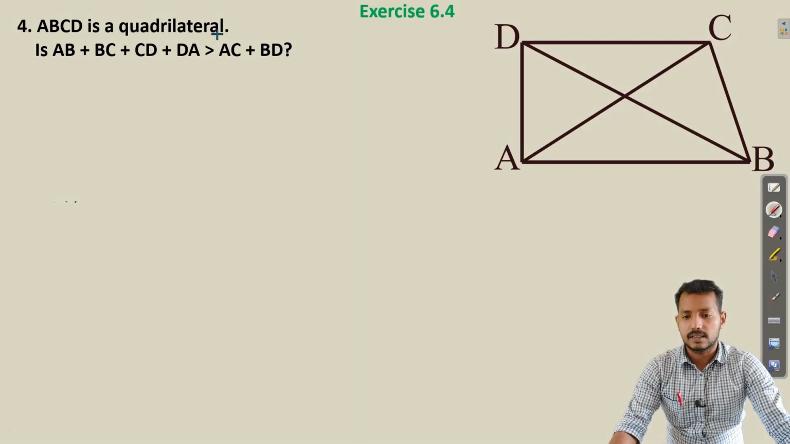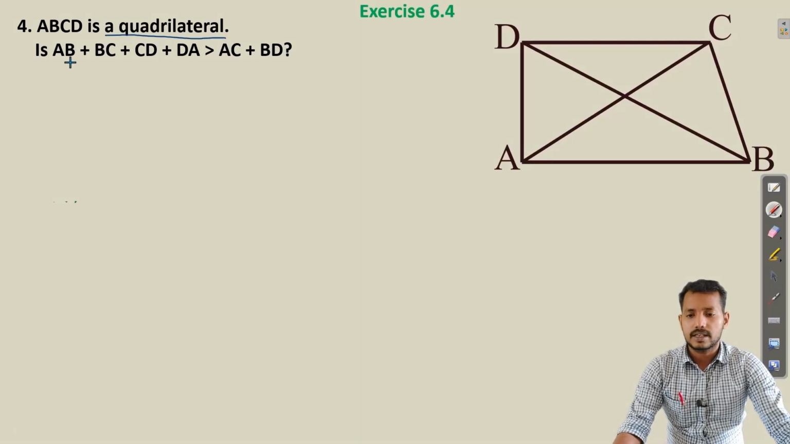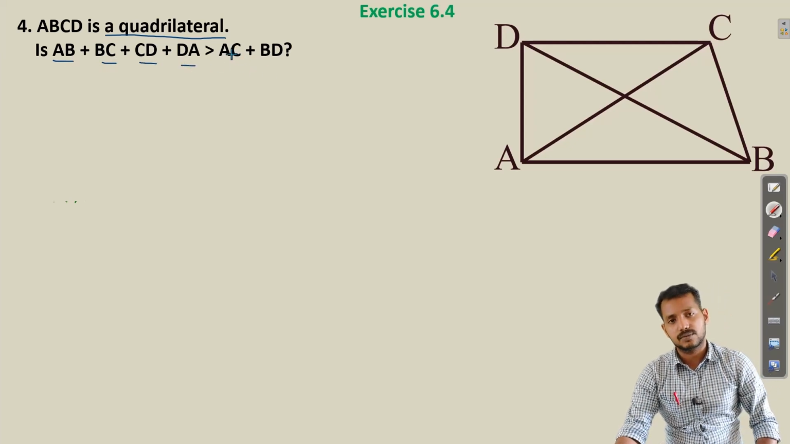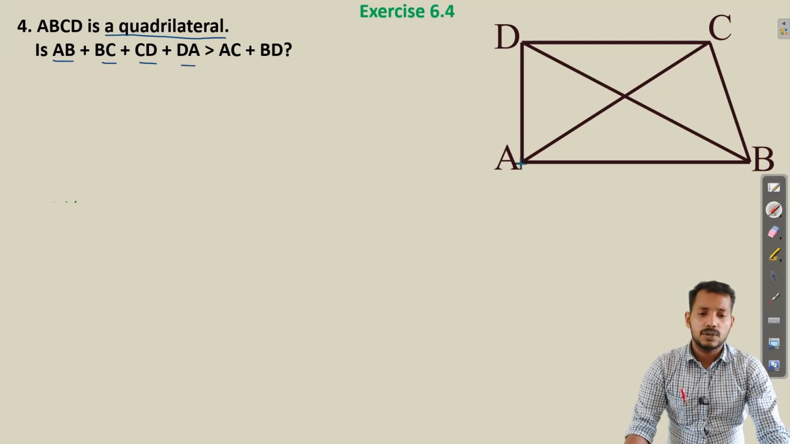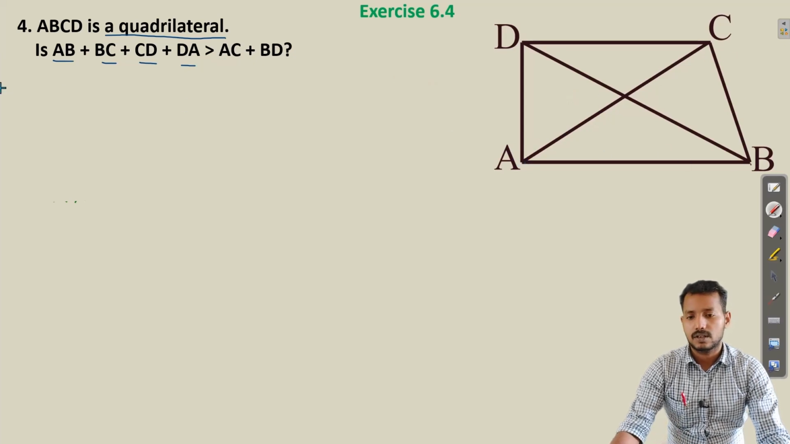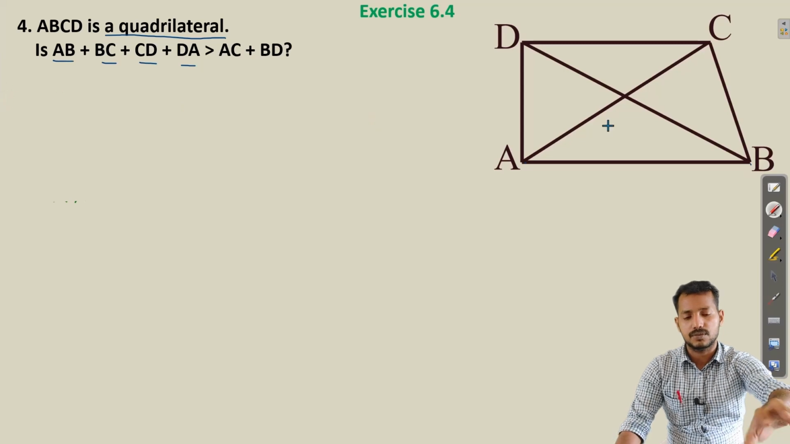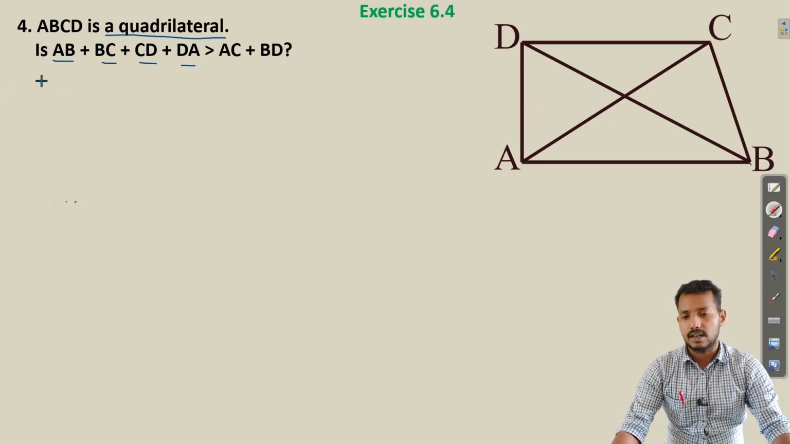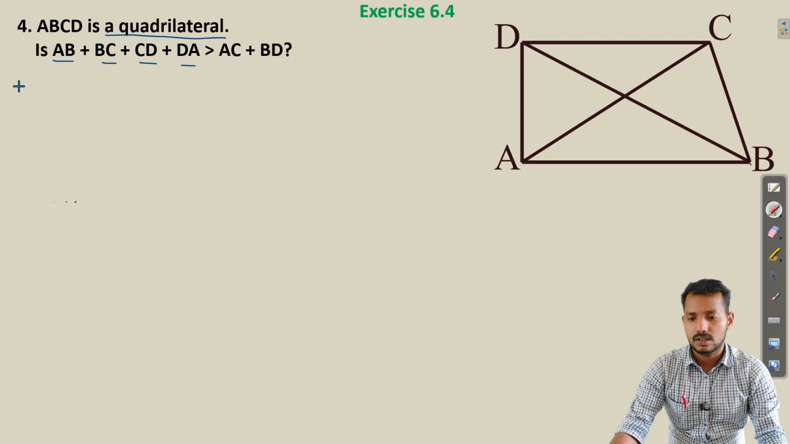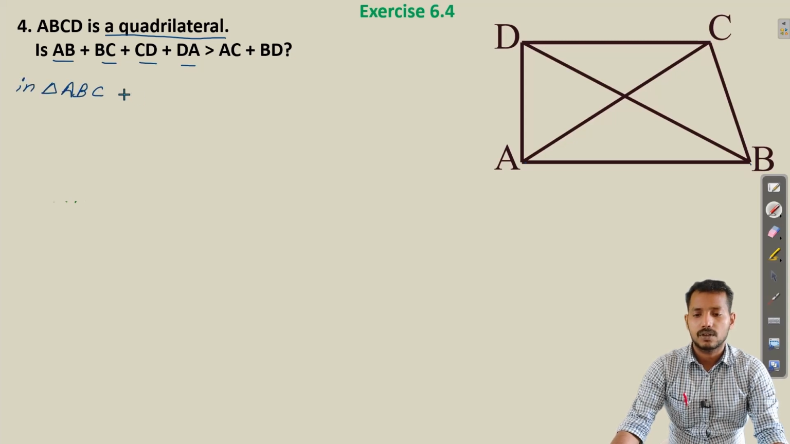ABCD is a quadrilateral. Is AB plus BC plus CD plus DA greater than AC plus BD? That is what we have to check. So here I am going to take first triangle ABC. Listen carefully because this figure consists of many triangles. So first I am writing from triangle ABC. In triangle ABC, what will we get? AB plus BC, the sum of these two sides.